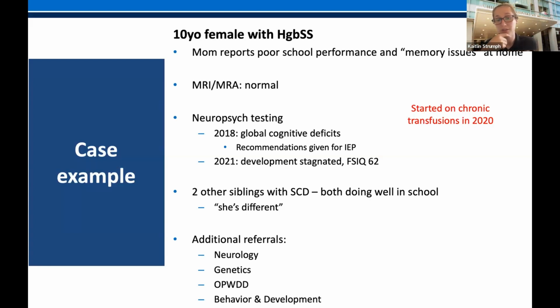However, in 2021, she had another neuropsych testing, and her development had really stagnated, and her full-scale IQ was 62. And the mom always kept saying, her other siblings have sickle cell disease and they're both doing well in school. It just felt like she was different. So recently, we have sent out additional referrals to neurology and genetics. She's getting involved with OPWDD, and having her evaluated by behavior and development. I know I'm talking a lot about how sickle cell disease can affect cognitive functioning, but I do think it's important to say to yourself that it doesn't always have to be just the sickle cell disease, and we really should evaluate the patients who don't always fit the mold.